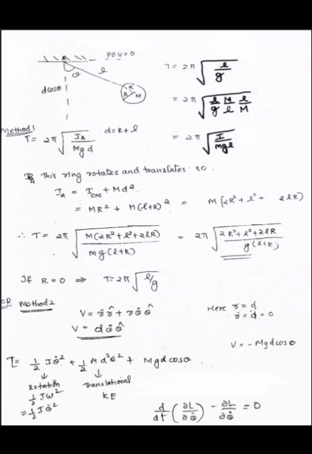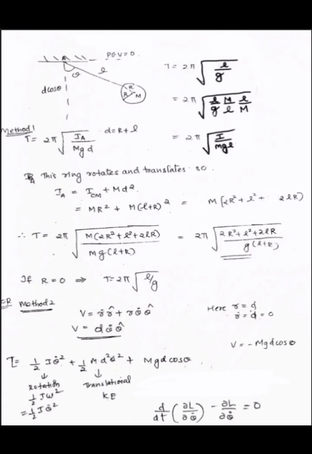So in this equation, if R is equal to 0, we get our normal time period, that is T is equal to 2 pi square root over L by g. So in this way we can solve the answer. So this is the first method. Then moving to the second method.